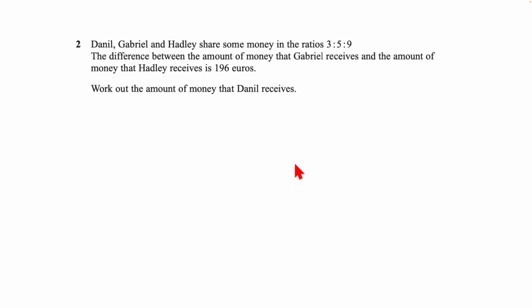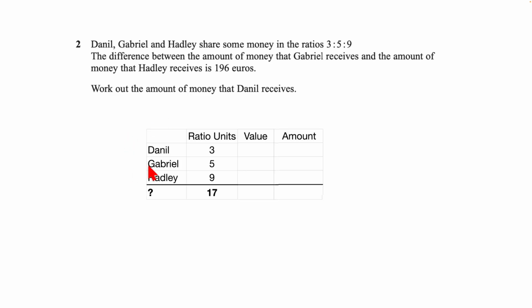Daniel, Gabrielle and Hadley share some money. The difference between the amount of money Gabrielle receives and the amount of money Hadley receives is 196 euros. So it's in these ratios 3, 5, 9. Work out the amount of money Daniel receives. Right, well, we just need to find out how much money there is, the total amount of money. Let's get this table going. Daniel, Gabrielle, Hadley, 3, 5, 9. 17 ratio units. Now, we don't know what the value of each of those ratio units are because we don't know how much money there was. So if we were to fill this in, we'd have x's and we'd have the amounts 3x, 5x and 9x.